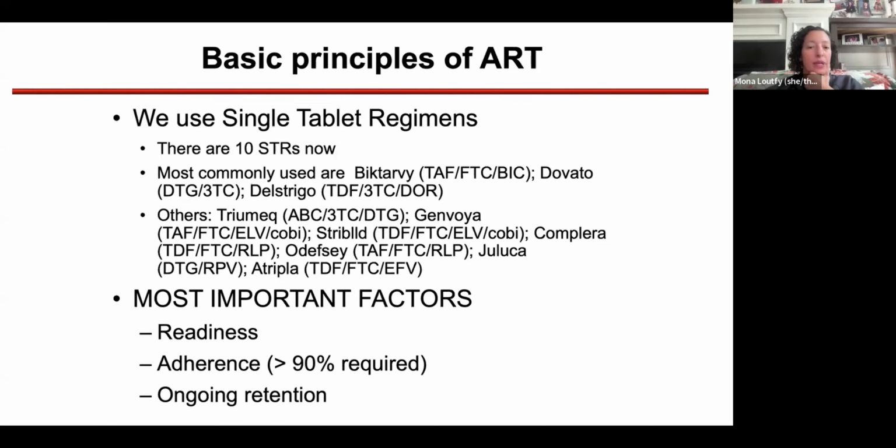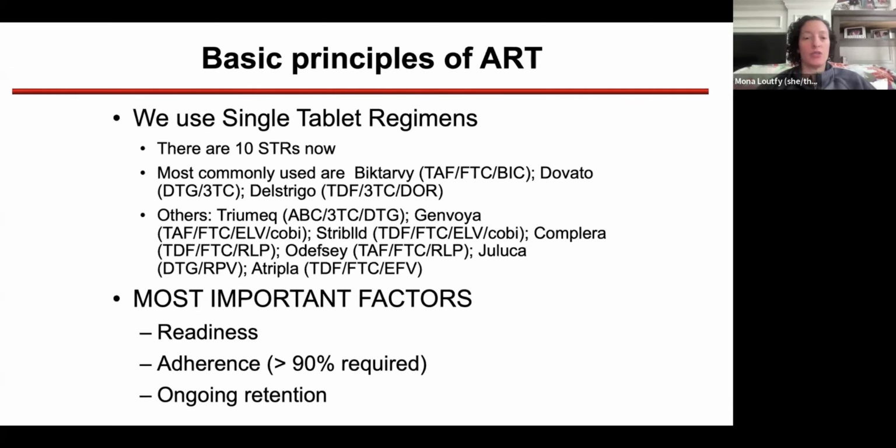We like to use single tablet regimens. There's 10 different single tablet regimens. The most common ones used are Biktarvy, which is TAF FTC, bictegravir, Dovato, which is dolutegravir 3-TC, and then we sometimes use Delstrigo, TDF 3-TC, doravirine. It might be associated with less weight gain. And then you can see the other ones there that we might have people on here and there.